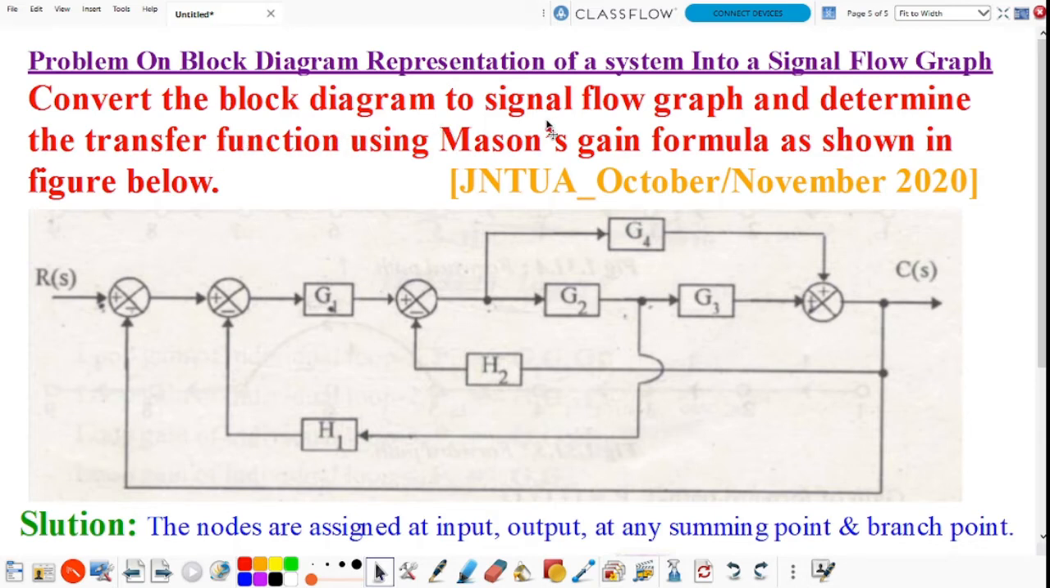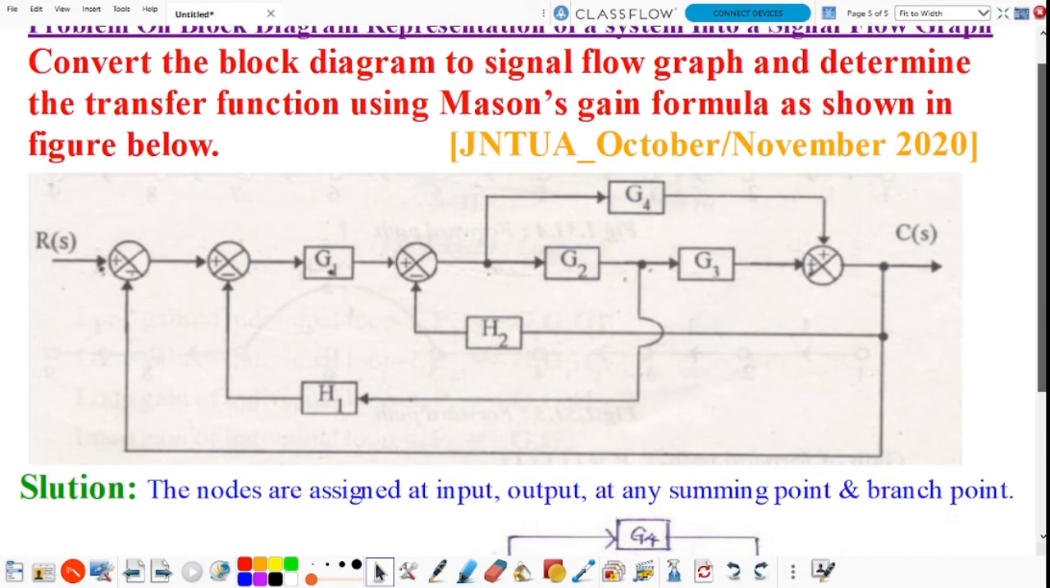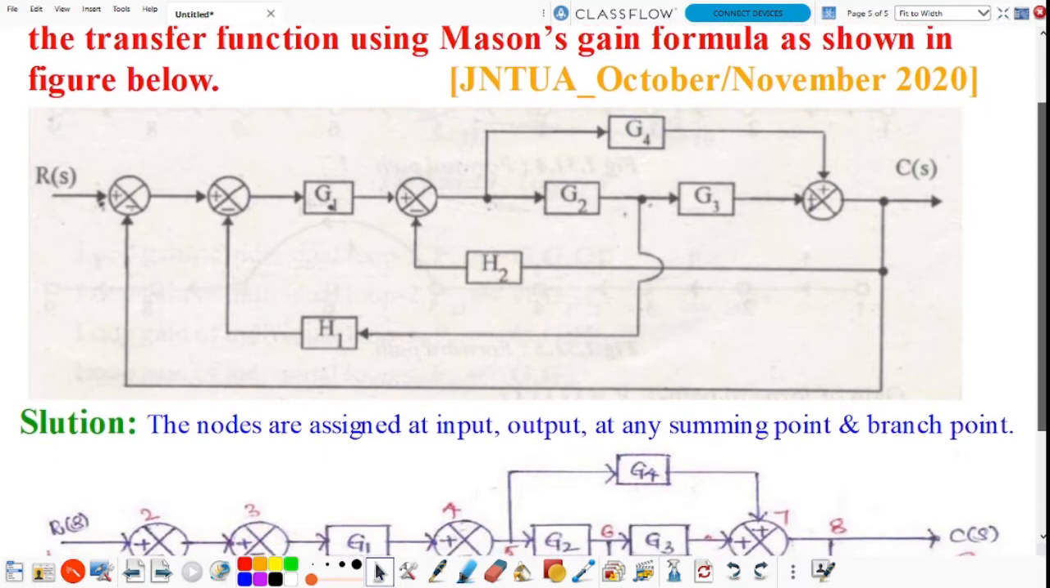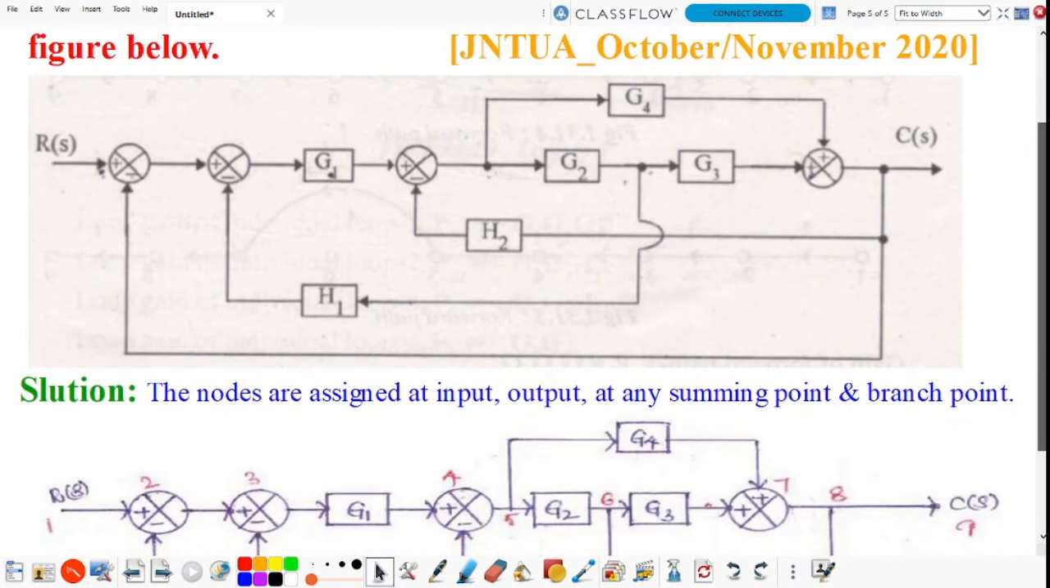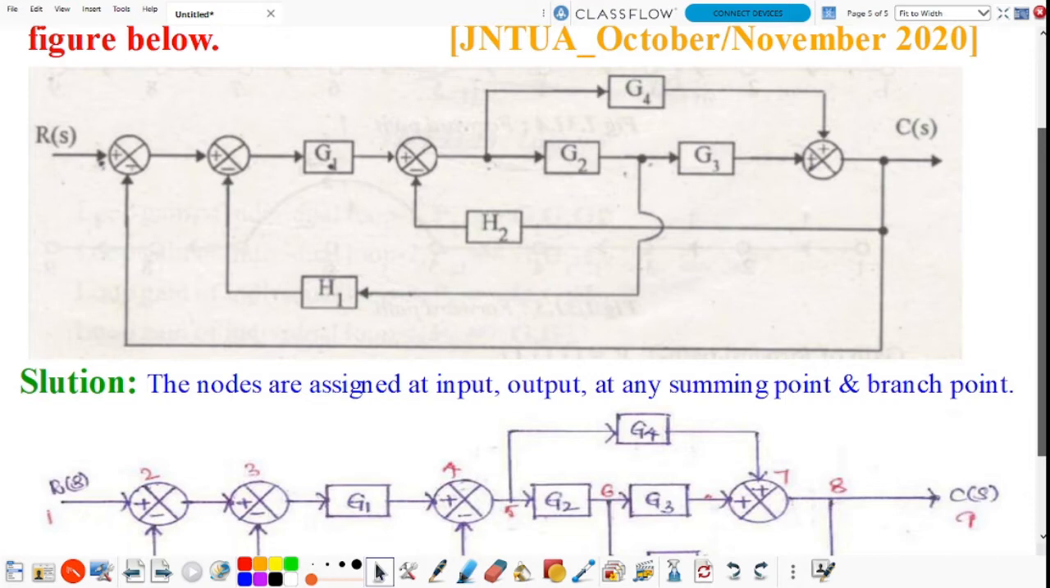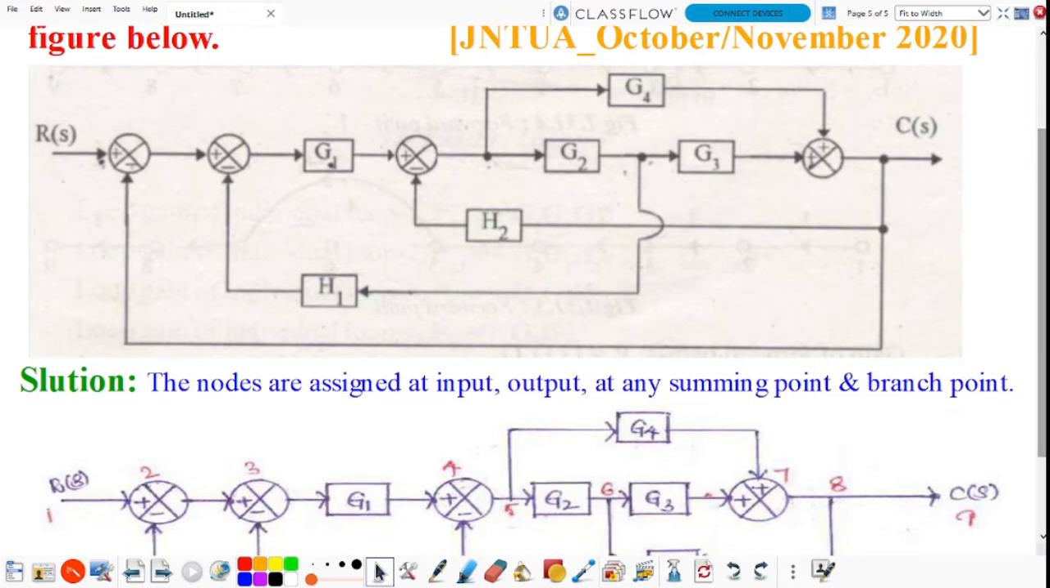Convert the block diagram to signal flow graph and determine the transfer function using Mason's gain formula as shown in the figure below. And this is the given block diagram. So first convert this given block diagram into signal flow graph, and after that find out the transfer function of the signal flow graph using Mason's gain formula, using signal flow graph procedure. So convert the given block diagram into signal flow graph.